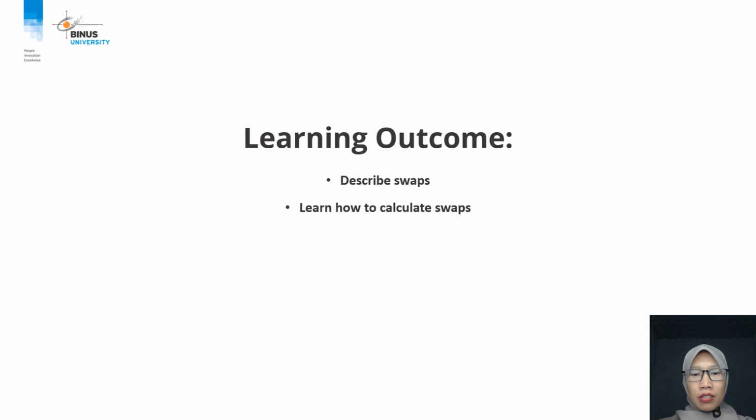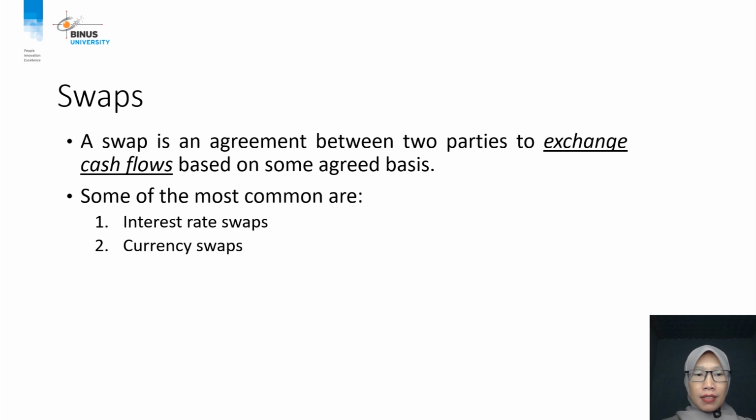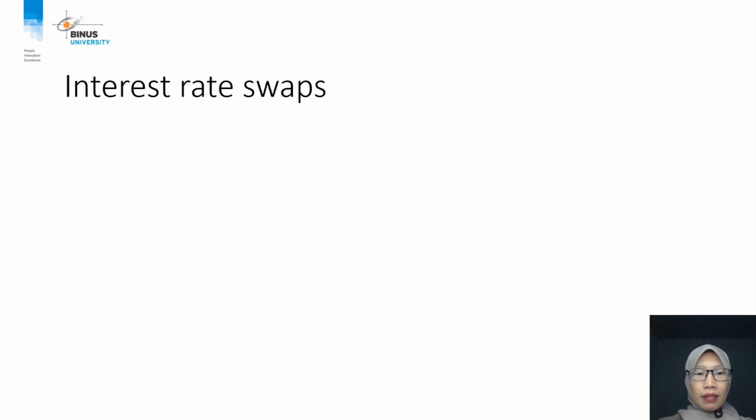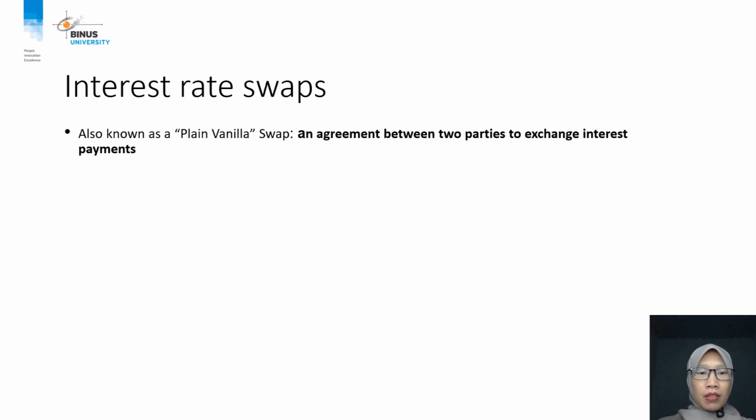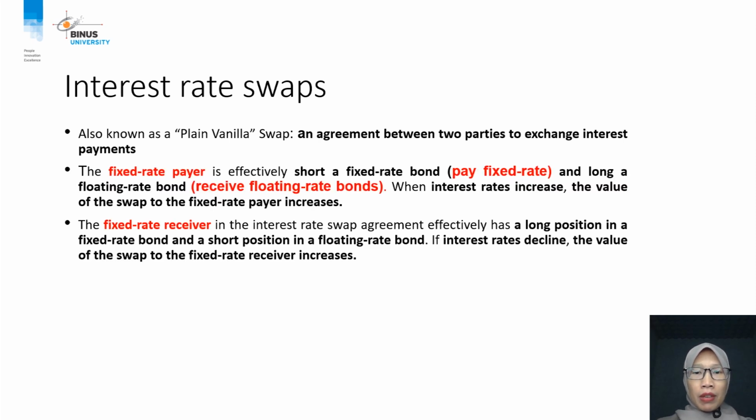The learning outcome is to describe swaps and to learn how to calculate swaps. Swaps. A swap is an agreement between two parties to exchange cash flows based on some agreed basis. Some of the most common are: first, interest rate swap; second, currency swap. Interest rate swap is also known as plain vanilla swap, an agreement between two parties to exchange interest payments.